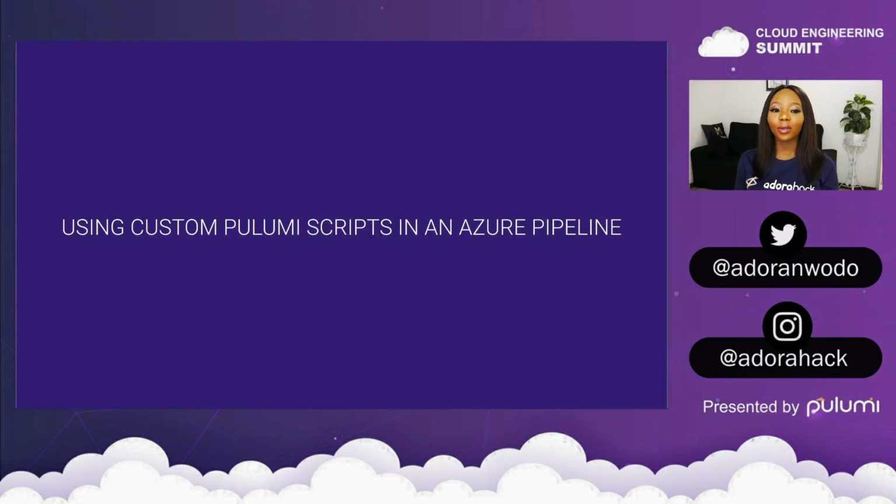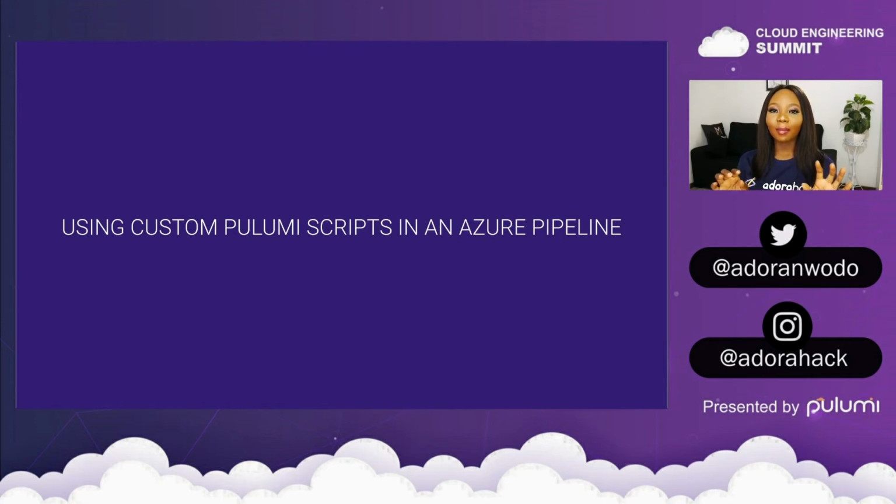Now, there's a second way to actually do this, which is the way that I prefer. The second way to do this is using custom Pulumi scripts in an Azure pipeline. So as opposed to using the Pulumi tasks themselves, you can customize things to how you want them to be. And now let's take a look at how that works.